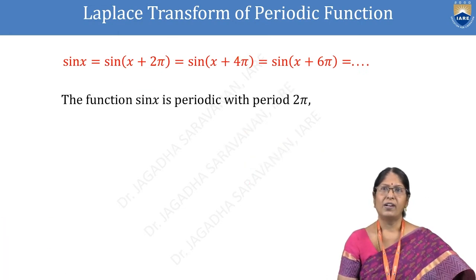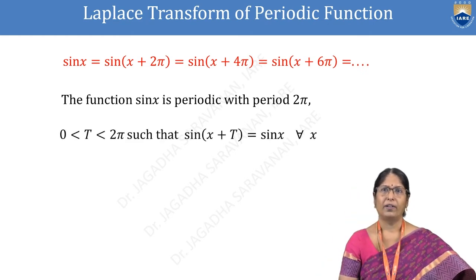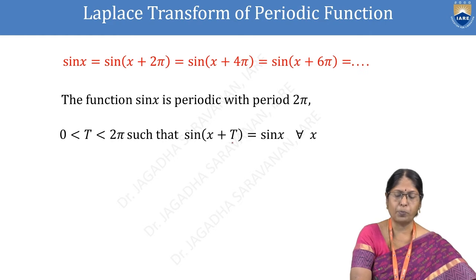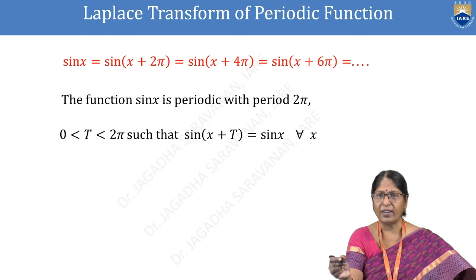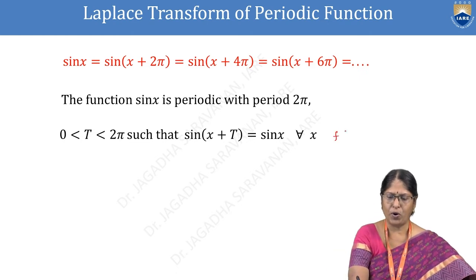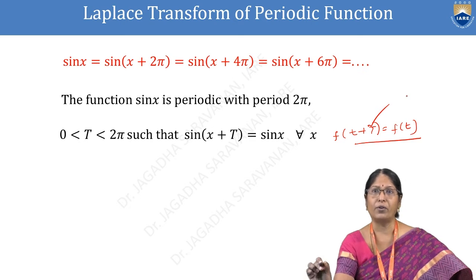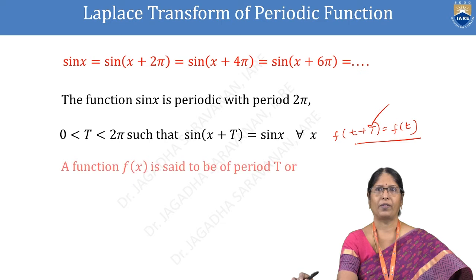The function sin x is periodic with the period 2 pi. The capital T lies between 0 and 2 pi such that sin of x plus capital T equal to sin x. It satisfies our periodic function f of t plus capital T equal to f of t, where our capital T is playing the role of 2 pi. The period is 2 pi.